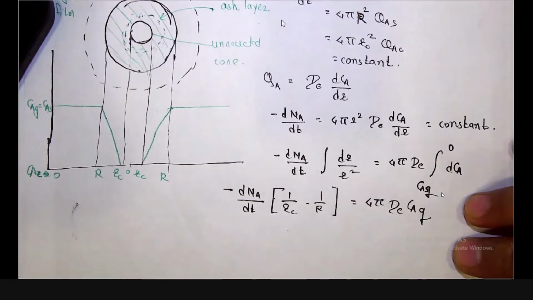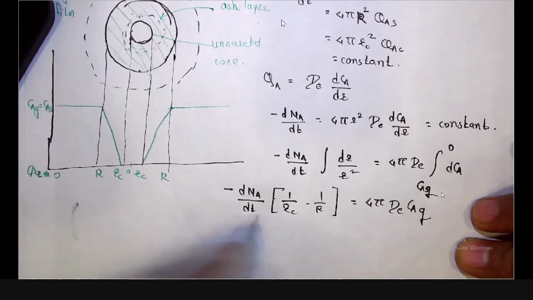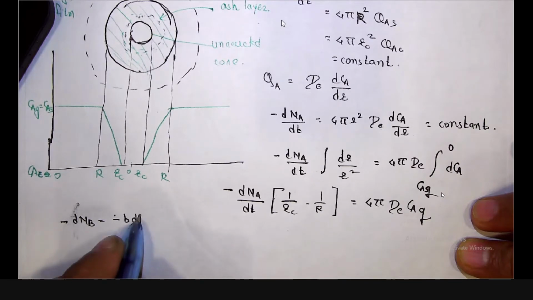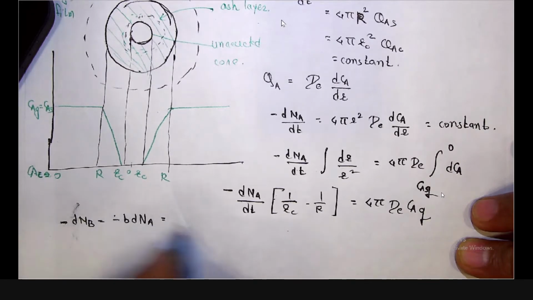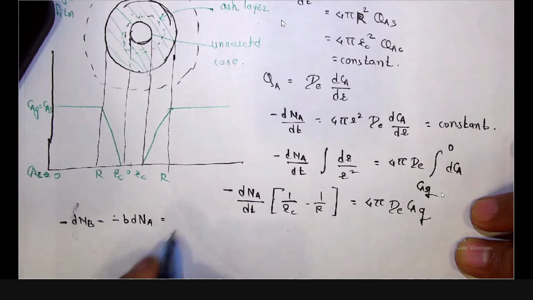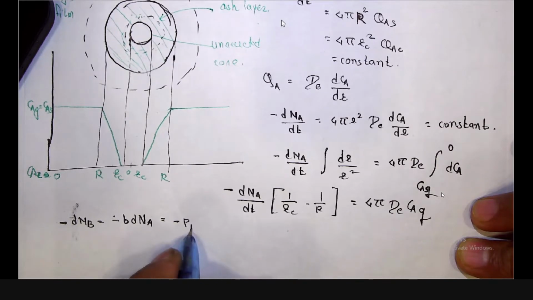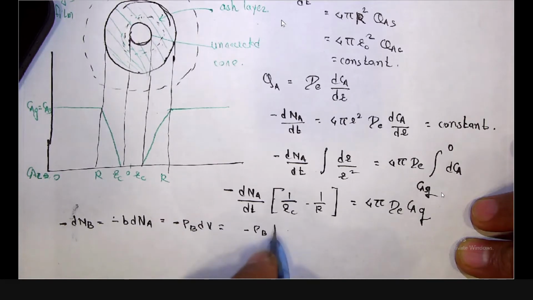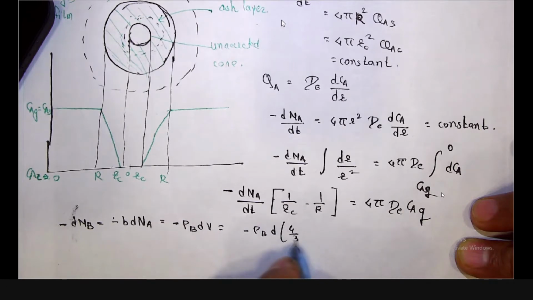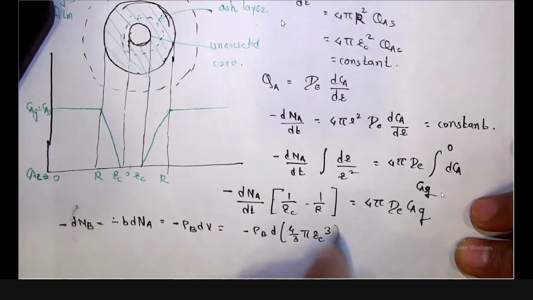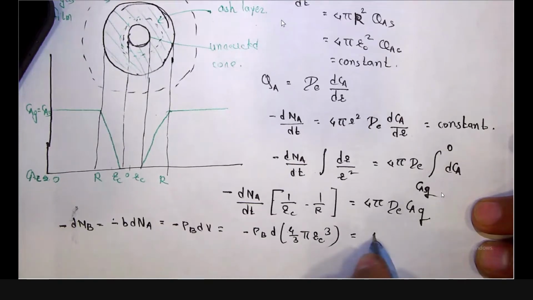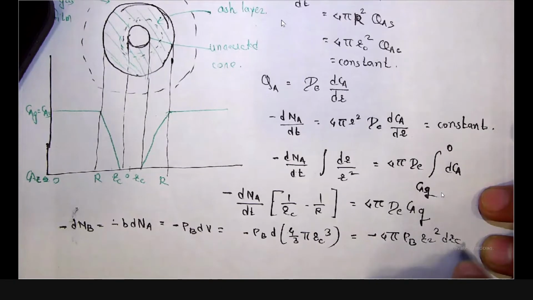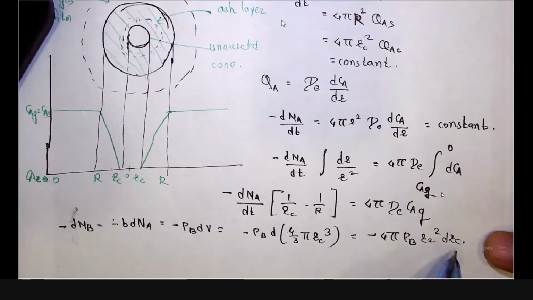Then again, dNA is equal to what? If you recall that dNB is equal to minus b dNA, is it? And this is equal to rho B dV, and this is again equal to minus rho B differentiation of 4 by 3 pi rc cube, and this is equal to minus 4 pi rho B rc square drc. So we are writing again in terms of drc.